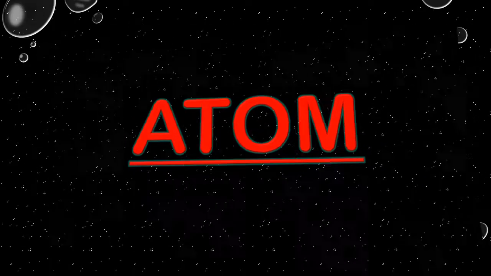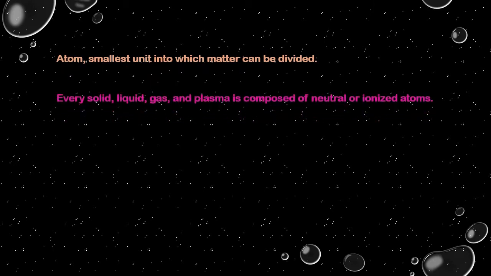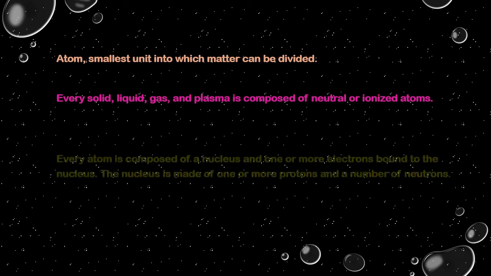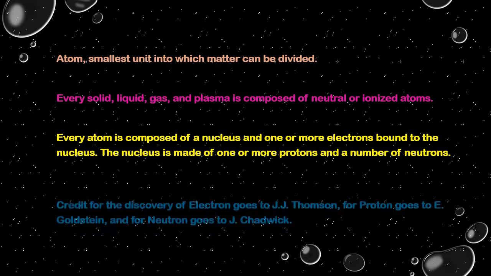Atom. Atom, smallest unit into which matter can be divided. Every solid, liquid, gas and plasma is composed of neutral or ionized atoms. Every atom is composed of a nucleus and one or more electrons bound to the nucleus. The nucleus is made up of one or more protons and a number of neutrons.